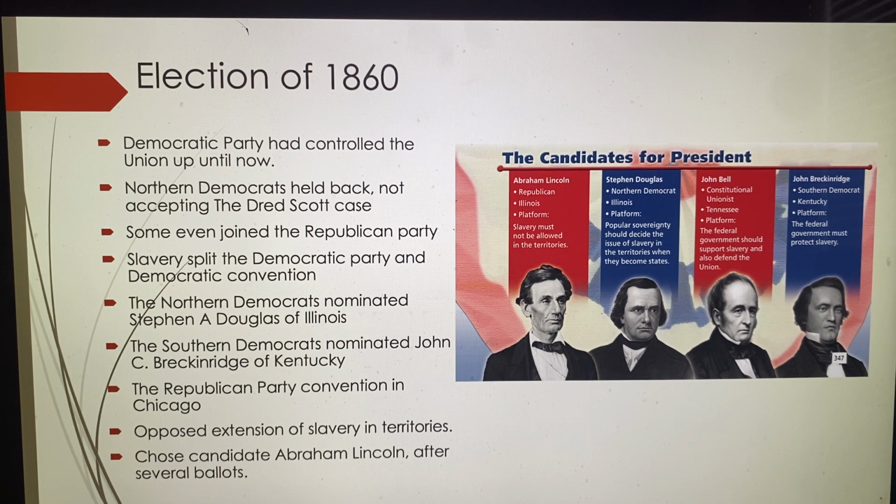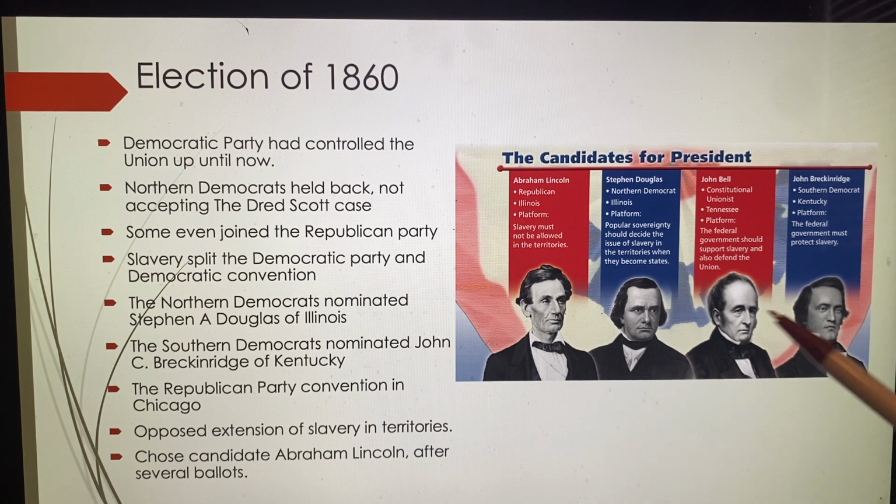The Republican Party convention in Chicago opposed the extension of slavery in the territories, and they chose candidate Abraham Lincoln. It took a while, with several ballots over and over, until they finally did choose Lincoln. So it wasn't like Lincoln was their most favorite unanimous candidate, but he was chosen. So here's a picture. Abraham Lincoln, Republican, from Illinois. His platform: slavery must not be allowed in the territories.